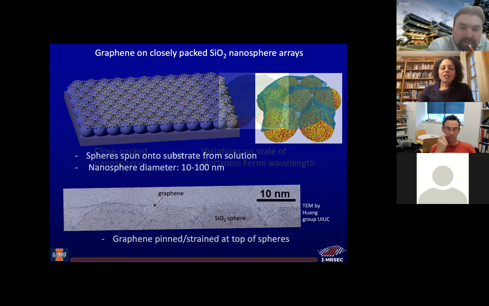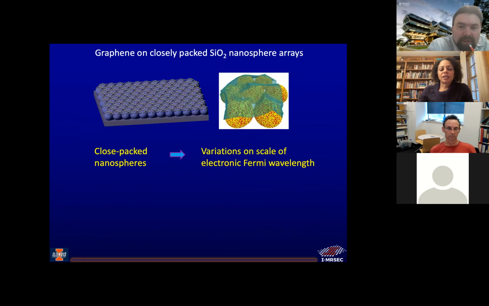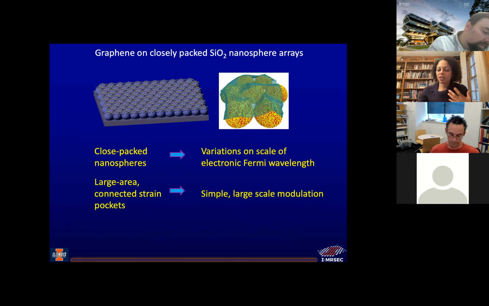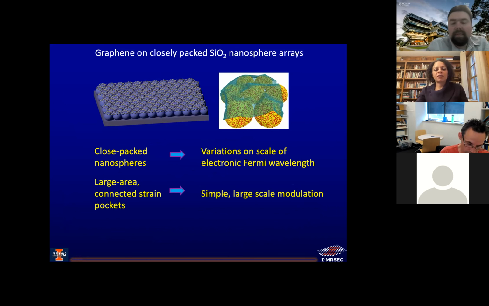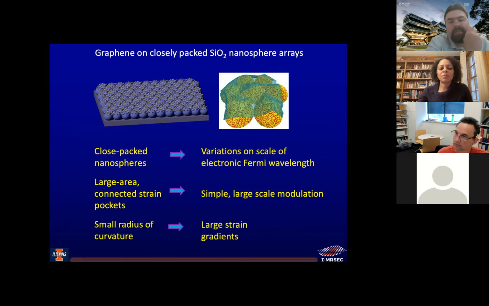But the nice thing about these spheres is that they're close packed on this scale of 10 to 100 nanometers, which was our target scale for seeing changes in the superlattice type structure. It's relatively simple to get these large strain pockets, and as I mentioned, a small radius of curvature can give us large strain gradients.